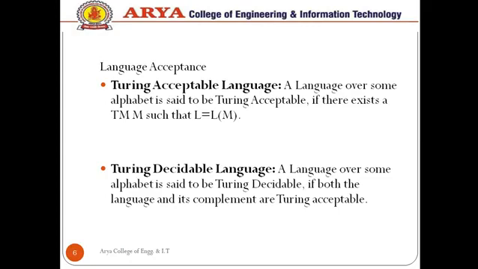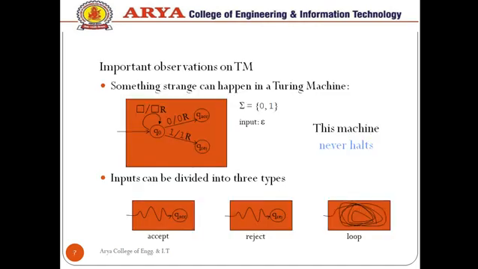But in the acceptable language, we only check whether the input string reaches the final state or not. There are some important observations for this. First, as we see, something strange can happen in the Turing machine. As we see in this example, when Q naught reads a blank symbol, it replaces this blank symbol, moves in the right direction, and the state is Q naught.